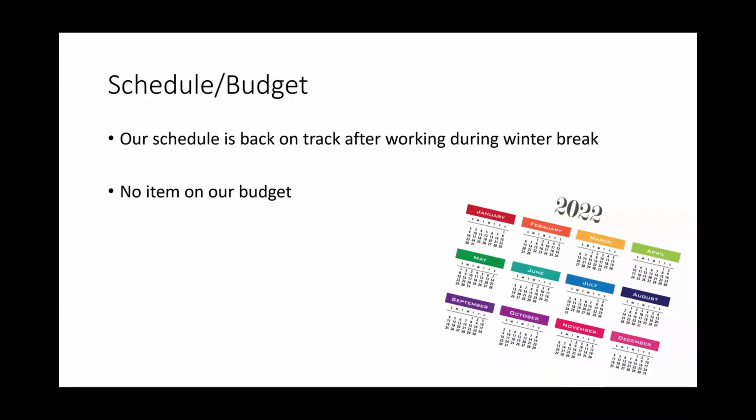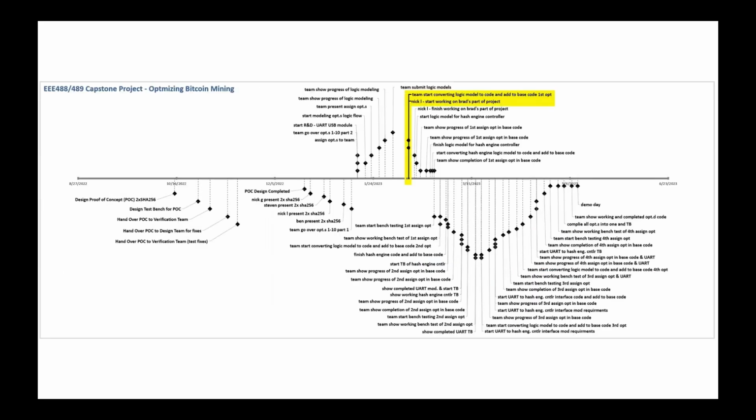As far as our scheduling and budget, we had gotten a bit behind schedule last semester and weren't able to finish the proof of concept in the time that we wanted to. But after working over winter break, we're now back on track. We currently don't have any items in our budget, as everything we need for the project we either already have or can get for free. Building off Ben, leaving fall semester, we found ourselves behind schedule. So we worked at it during winter break and are now back on schedule.